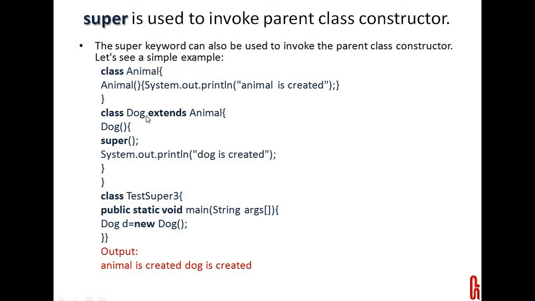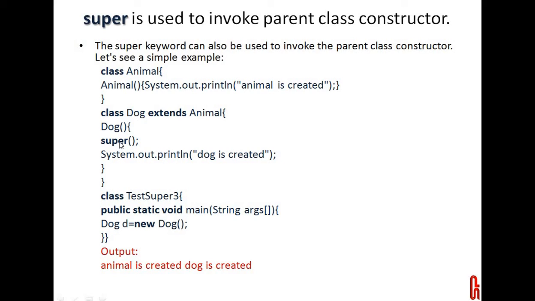The subclass name is dog, that is a subclass of animal class. Dog constructor is created. Inside dog constructor, a super call is specified. So this super call will invoke the constructor of the immediate superclass. So dog's immediate superclass is animal, animal constructor is invoked by the super keyword. Then display command is there, dog is created.